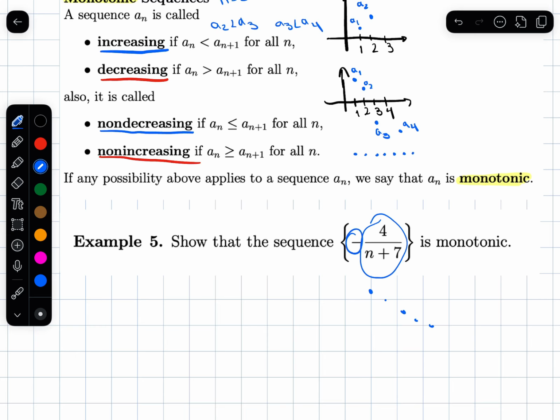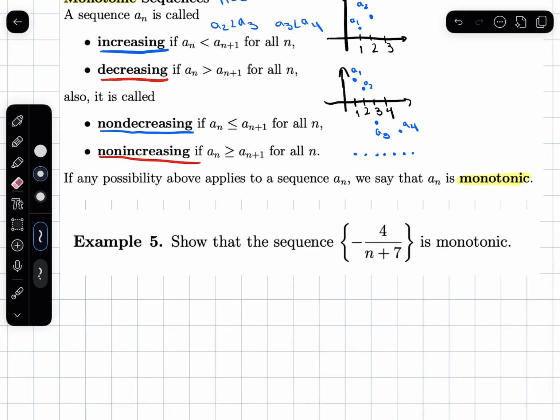But now adding the negative to the equation, this is going to be reversed. So it is instead going to be going up and up and up from below the x-axis like this. So it's going to be approaching 0, right? So I do think, looking at it, that the sequence is increasing.